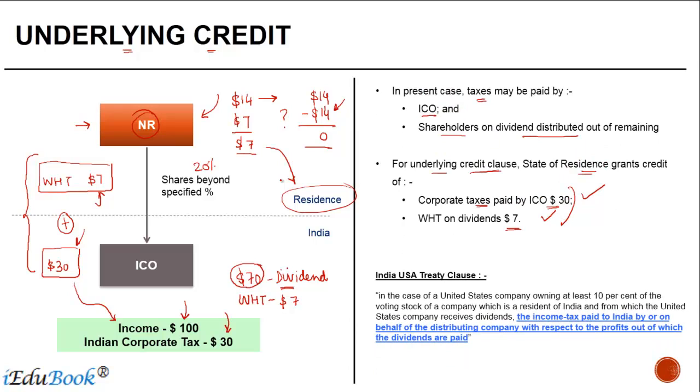One of the clauses which we have in this context is the one in the India-USA treaty. It says, in case of a United States company owning at least 10% of the voting stock of a company which is a resident of India and from which the United States company receives dividend, the income tax paid to India by or on behalf of the distributing company with respect to the profits out of which such dividends are paid. So out of the profits from which these dividends are paid, if on those profits you've paid any taxes, you are entitled to the credit. The condition is you have to own at least 10% of the voting stock of the Indian company.